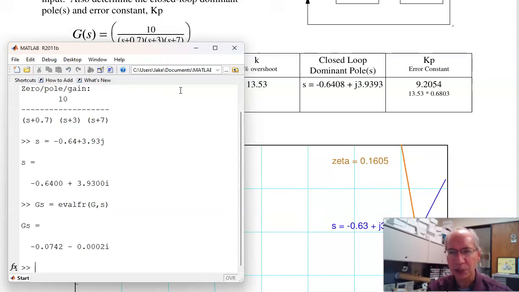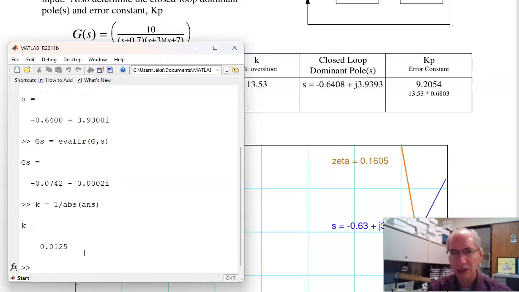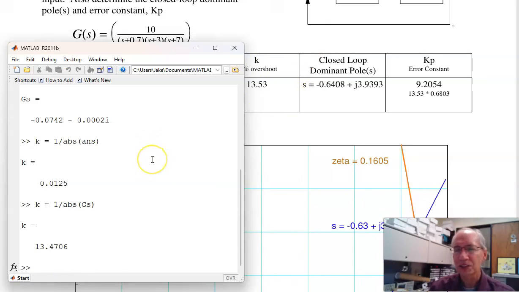Evaluate G of S at that point, and I should get a negative real number. I'm not quite negative real, saying this point is exactly on the root locus, but it's close. K is what it takes to make the gain 1. So K is, not that. K is 13.47.